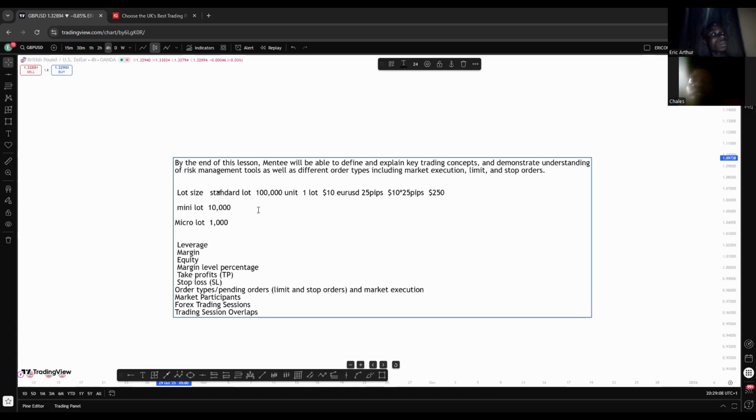Okay. So if the standard lot is one, when it moves one pip, it's $10. Then I think mini lots, when it moves one pip, it is $1. Yes, that's good. That's good. That's it.